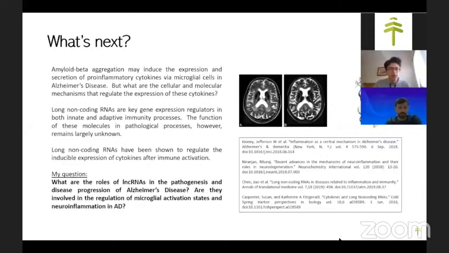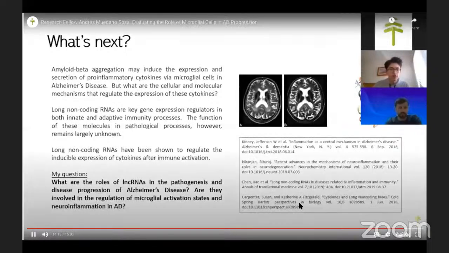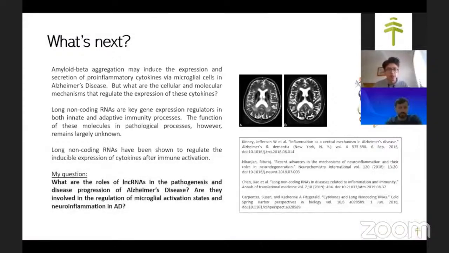So as I had said, amyloid beta aggregation may induce the expression and the secretion of pro-inflammatory cytokines via microglial cells in Alzheimer's disease. But now I want to investigate what are the cellular and molecular mechanisms that regulate the expression of these cytokines. Long non-coding RNAs are key gene expression regulators in both innate and adaptive immunity processes. The function of these molecules in pathological processes, however, remains largely unknown. And they have been shown to regulate the inducible expression of cytokines after immune activation.